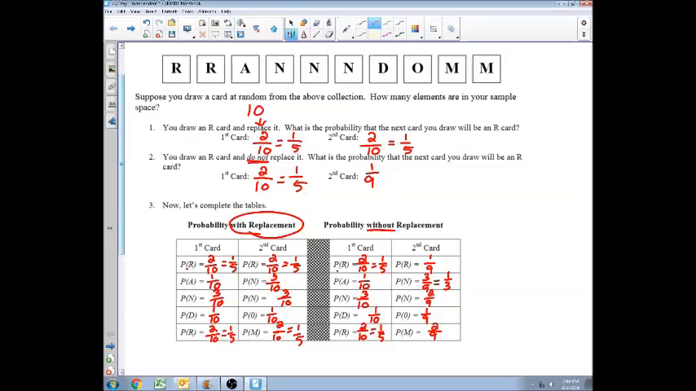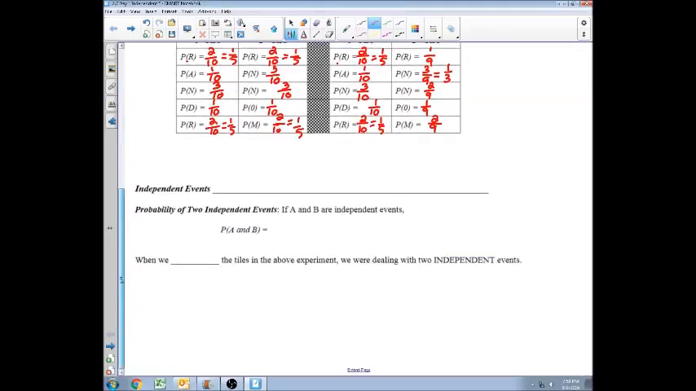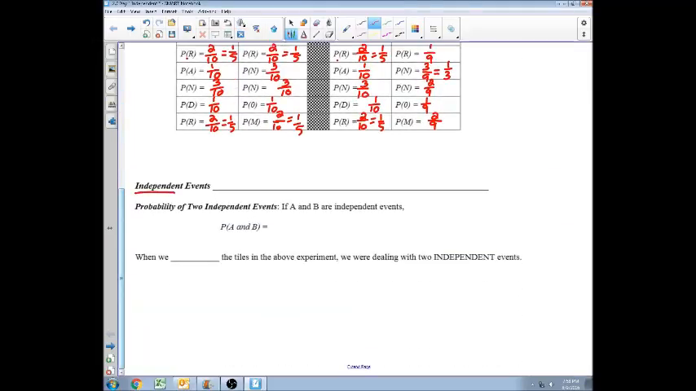The rest of this note sheet is going to be talking about with replacement, or what we're going to call independent events. An independent event is 2 events or more that do not influence each other, or with replacement. Since we're replacing the first card, that will have no bearing on what my second card could be.